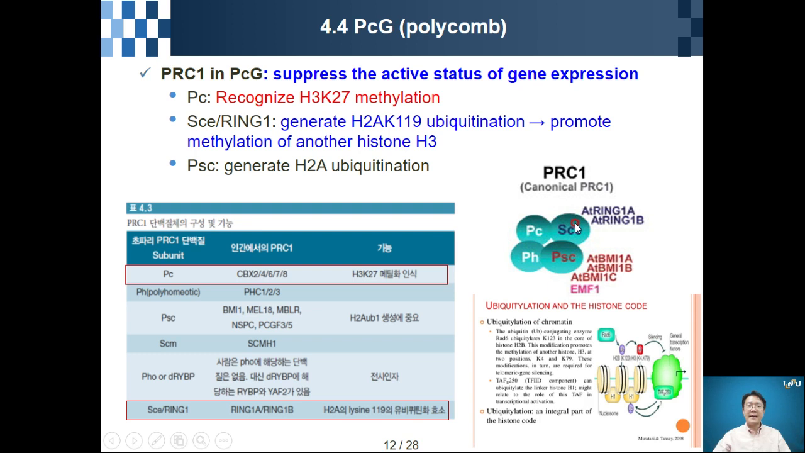How about PSC? PSC can also generate H2A ubiquitination. We will not cover PH here. PH is also a subunit of PRC1, but we will not cover it in detail.